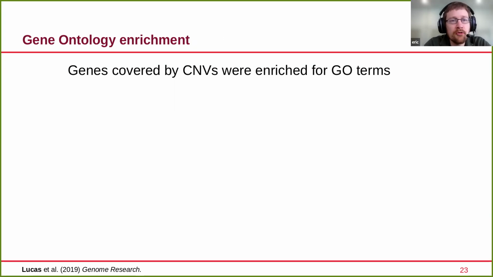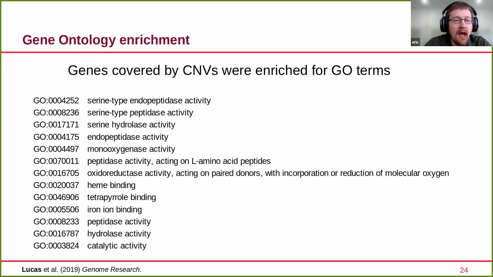We can also take another approach. We can ask whether genes covered by CNVs were enriched for certain gene ontology terms. Every gene that's annotated in the Anopheles gambiae database is assigned a list of gene ontology terms, which is just a series of tags that say, this is a process that is associated with this gene. This is something that the gene is involved with. And we can ask whether any of these tags are more likely to be found in genes covered by a CNV than random.